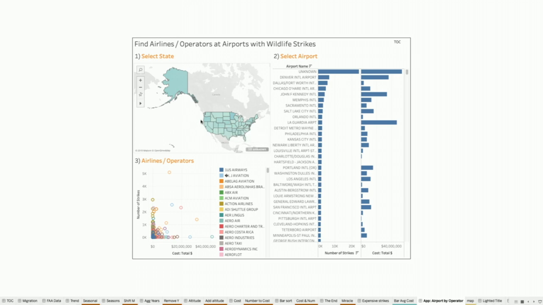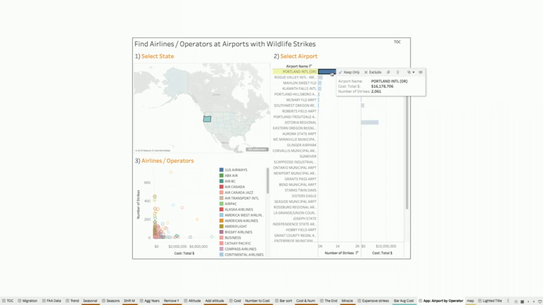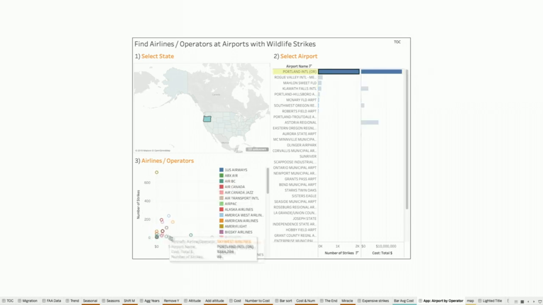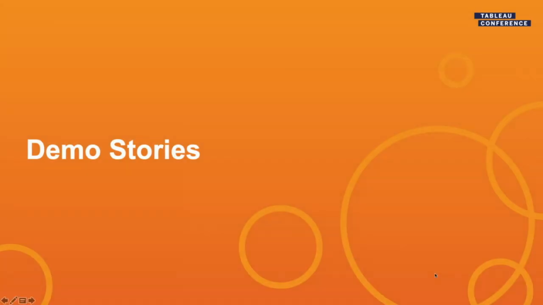So there's standard actions here. So if I click on Oregon, then the bar chart updates step number two, and as you can see, Portland got to the top. And then if I click on Portland, the scatter plot updates, and so these are all the specific operators that had strikes from the Portland airport. And so, for example, I fly Alaska Airlines a lot, and as you can see, it's both high in terms of number of strikes and total cost. So those are my illustrations of data stories.